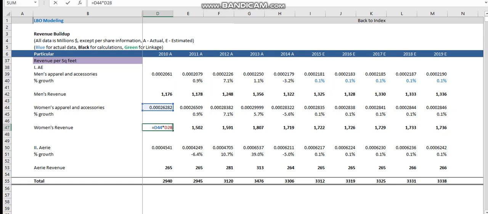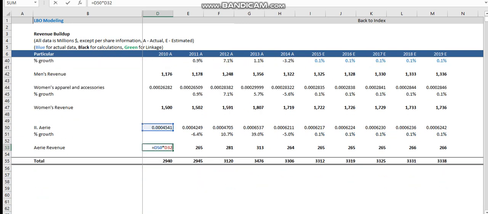Then we have another brand, Aries. Let's say this is the revenue per square feet, and this is the Aries revenue. If we multiply this per square feet by the total number of square feet, this is the Aries revenue. So this one number is there.